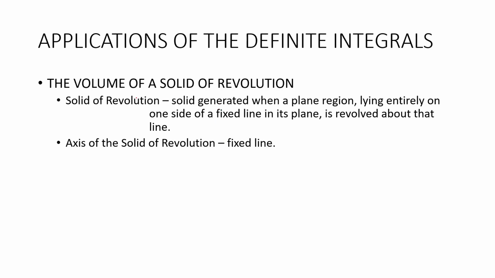Okay, so the volume of a solid of revolution is a solid generated by a plane region rotated about a fixed line or a fixed axis, and this fixed line or axis is called the axis of the solid of revolution. Most likely what we will encounter in our examples later on, our axis of rotation will be the x and the y axis.